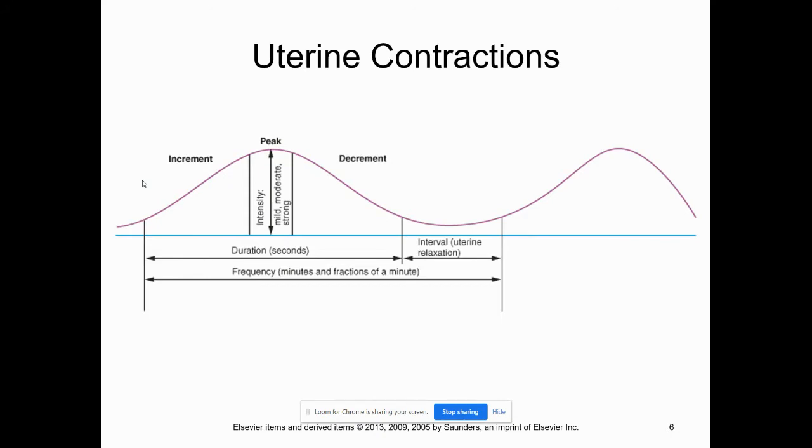And so this diagram is showing you those three phases, and it's also showing you that the contraction duration begins at the start of the increment and ends at the end of the decrement, that the interval between contractions is between the decrement, the end of one contraction, and the increment, the start of the next contraction, so that period in between. And then the frequency, which would be the beginning of the increment of one contraction to the beginning of the increment of the second contraction.